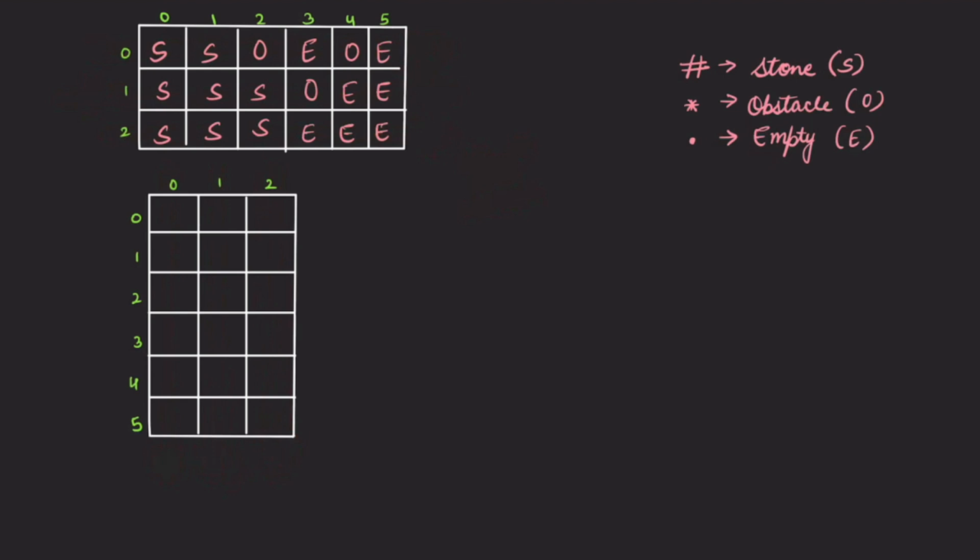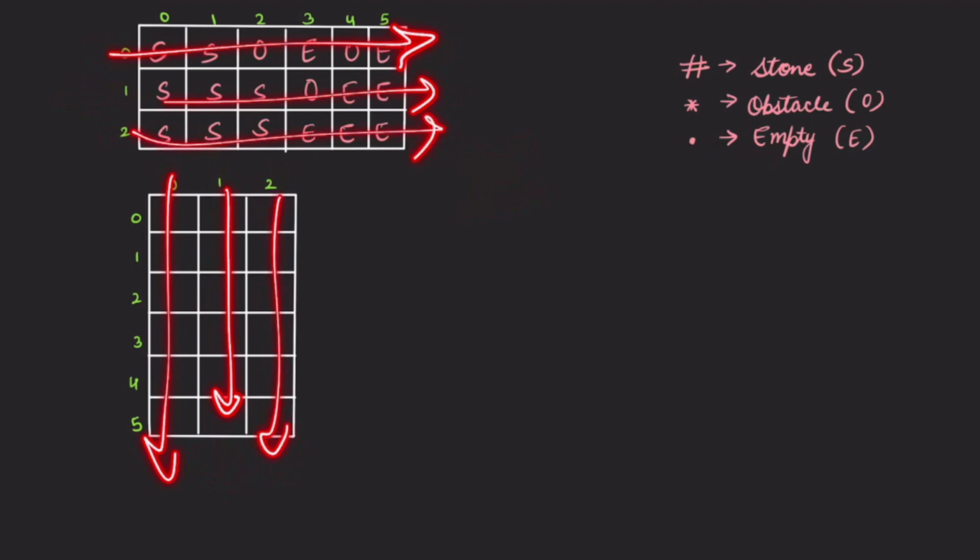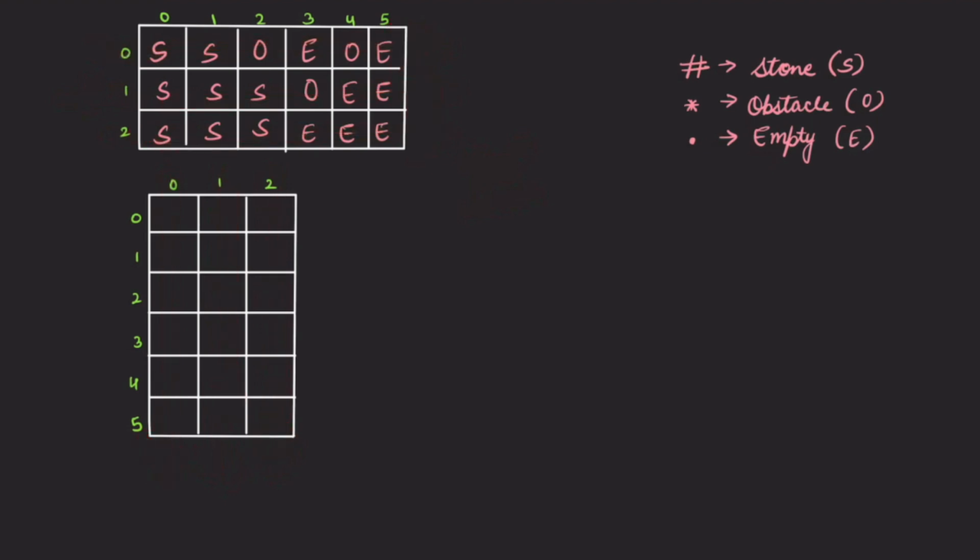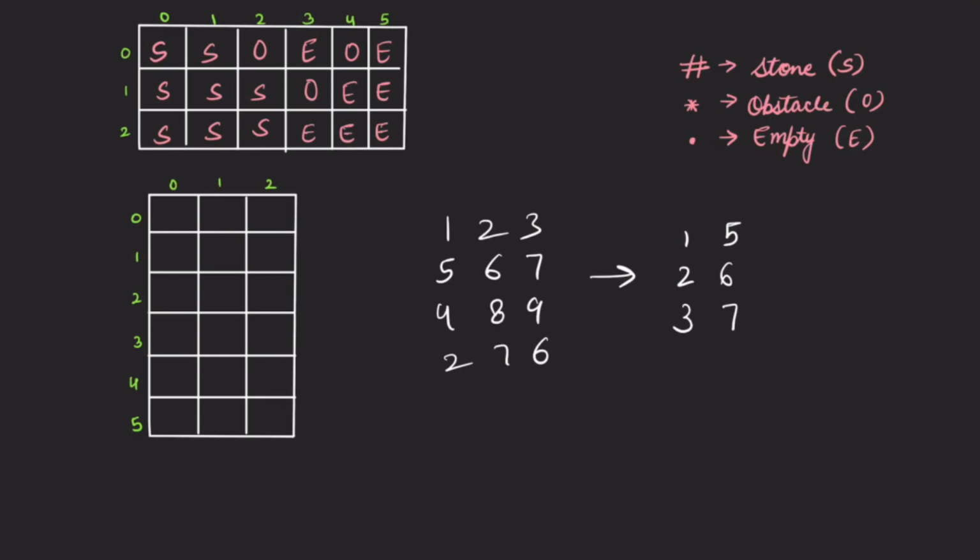Whenever we do the transpose of a matrix, the first row becomes the first column, the second row becomes the second column, the third row becomes the third column, and so on. So if my matrix looks like this: 1, 2, 3, 5, 6, 7, 4, 8, 9, 2, 7, 6, and I do the transpose, then the first row becomes the first column, which will be 1, 2, 3. The second row becomes the second column, 5, 6, 7. Then 4, 8, 9, and then 2, 7, 6.